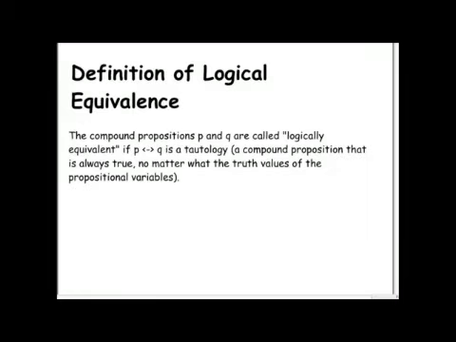So we're going to start talking about what logical equivalence actually is. The compound propositions P and Q are called logically equivalent if P if and only if Q is a tautology. Tautology means a compound proposition that is always true no matter what the truth values of the propositional variables are. So here's a proposition P and Q, and then the notation for logical equivalence is this.